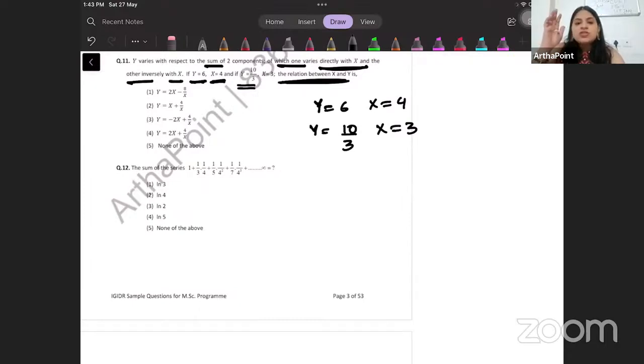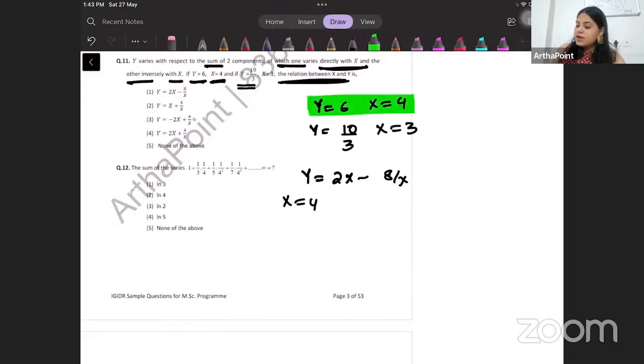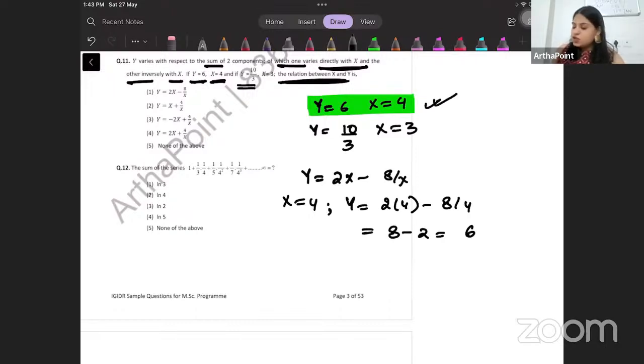Whichever option satisfies the two things is your answer. So look here. When I say y is equal to 2x minus 8 by x, let me put x as 4. What will I get? Y is equal to 2 into 4 minus 8 divided by 4, which is 8 minus 2, 6. This value is satisfied. Put the next and check.